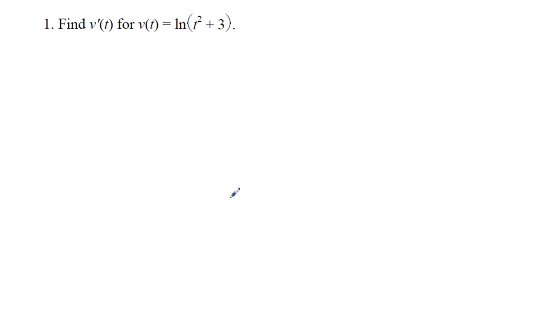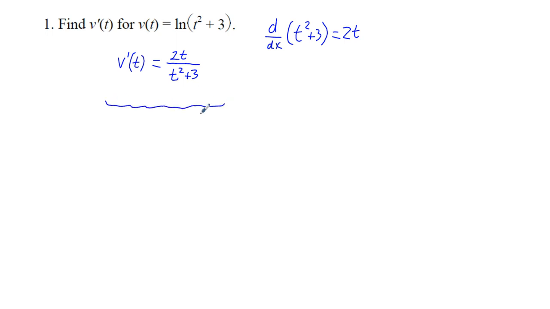Find v prime of t for v of t equals ln of t squared plus 3. Our derivative of this t squared plus 3 is going to be simply 2t. So v prime of t is going to be equal to the derivative of the original over the original, 2t over t squared plus 3. And I don't think we can simplify this any further, so that's problem 1.